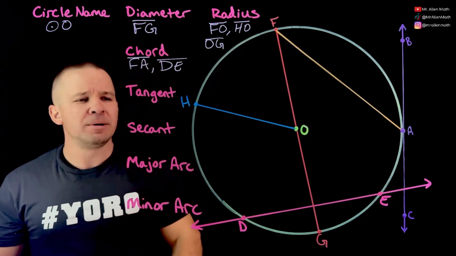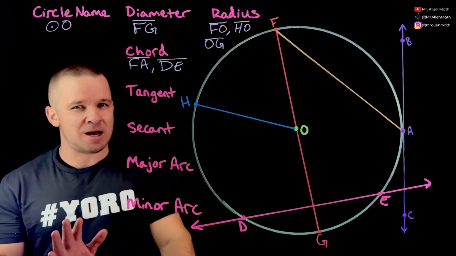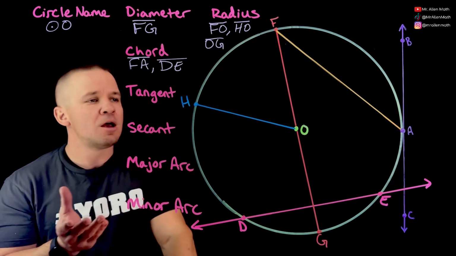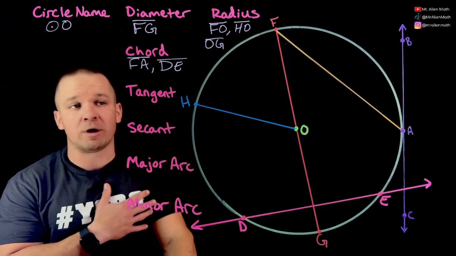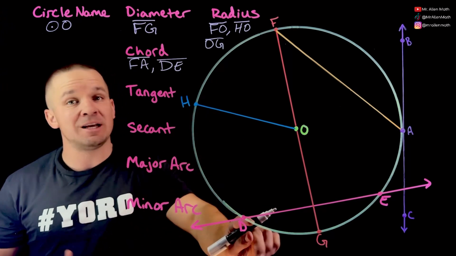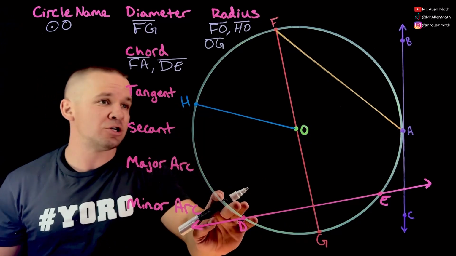But DE with the arrows on it is something else. We'll talk about that in just a sec. Those are really the only two chords that I see in this one. I could connect H to D, and that would be a chord, because it's from edge to edge.